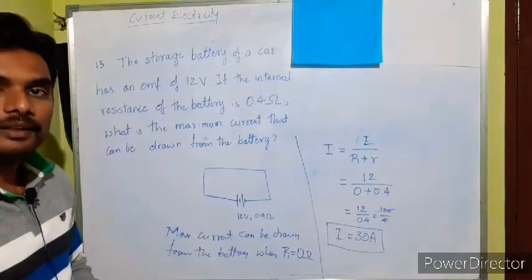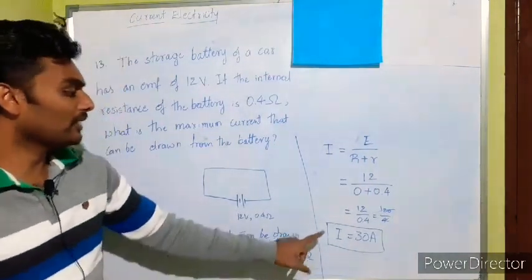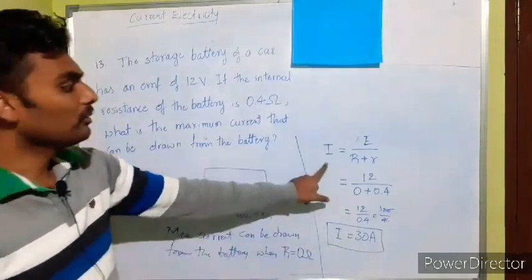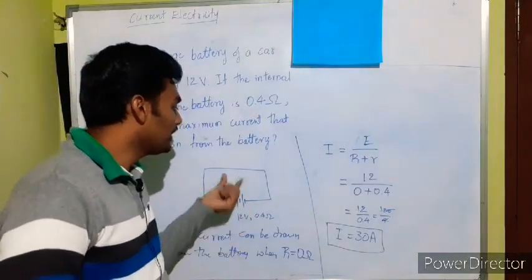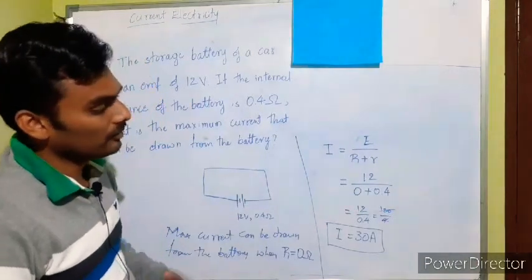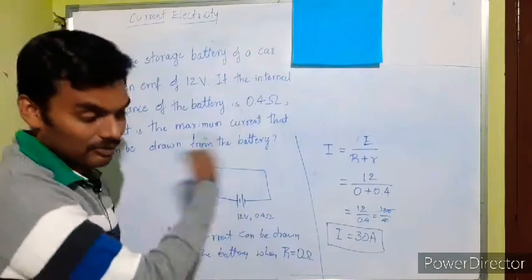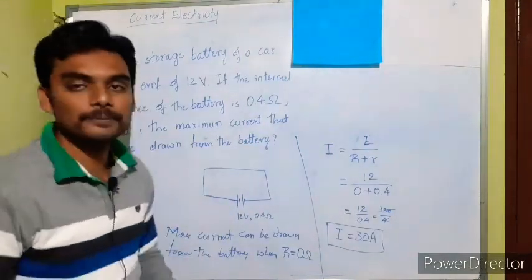Okay, clear with the concept first? When there is no external resistance, we can get maximum current in the circuit, so we made capital R 0, and the formula for current through this kind of simple circuit with a battery and an external resistance is I is equal to E by R plus r. We made use of that to get the maximum current that can be drawn using this. Okay.